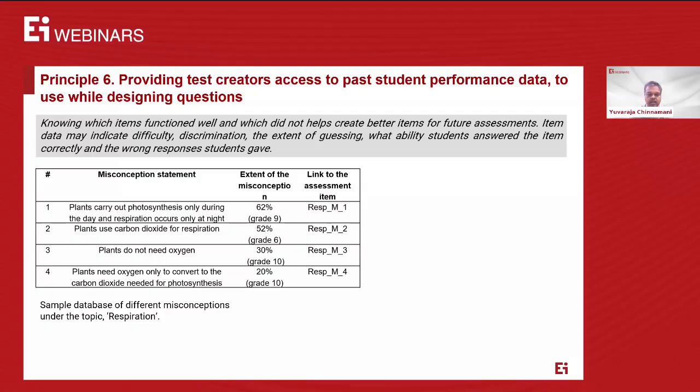Look at this example. We can see that 62% of the students believe plants only photosynthesize during the day and respire at night. This misconception data helps us create targeted questions and remedial strategies.